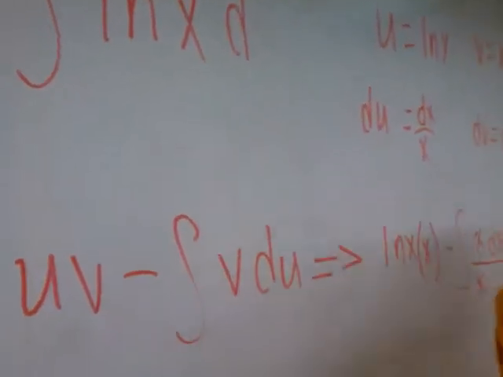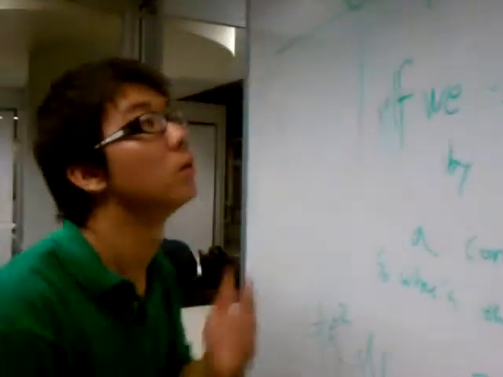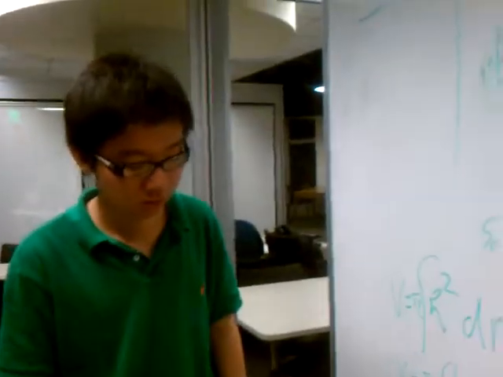Okay. So now we're done with Kaylin, and we're going to go over to Z. He's going to show you how to do the disk method. So you can go ahead, Z.